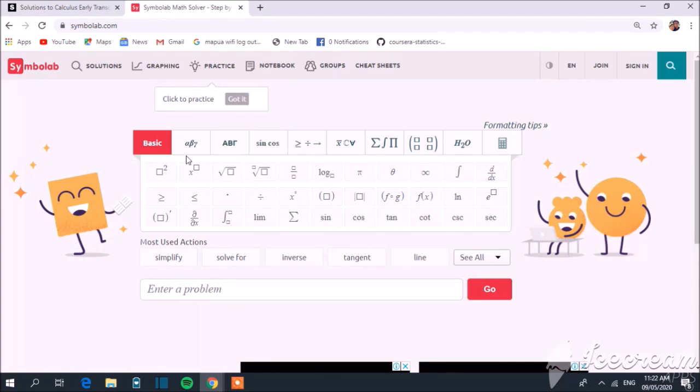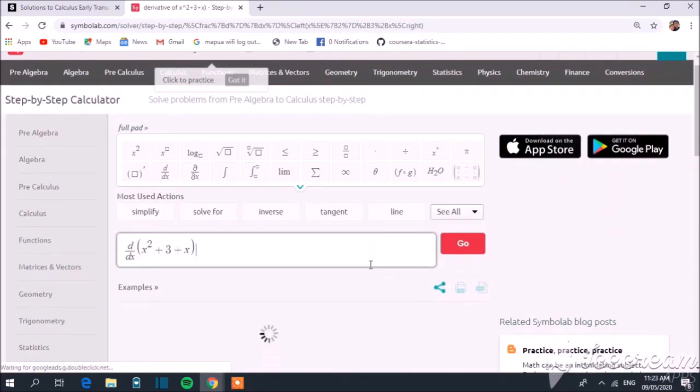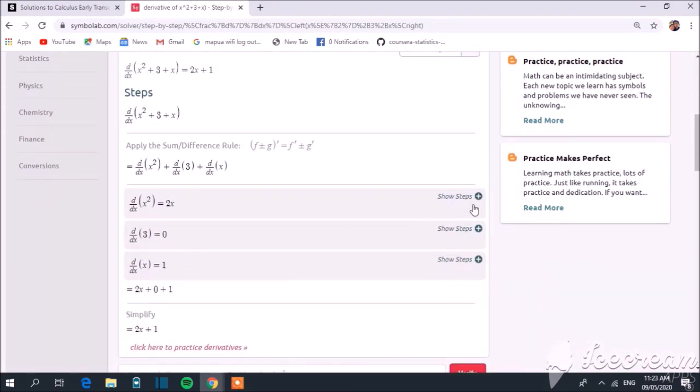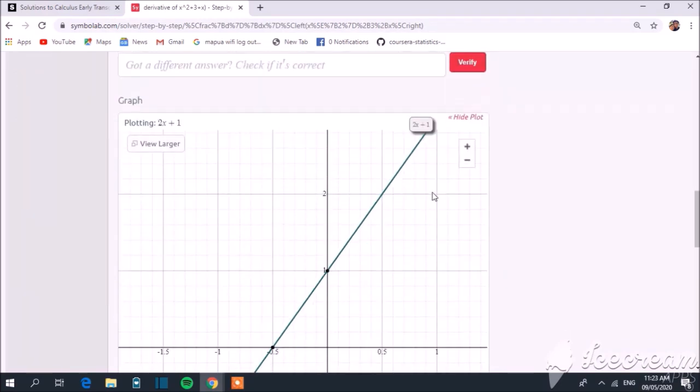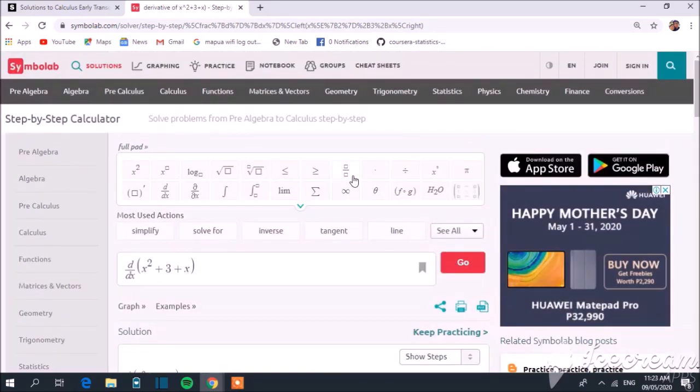So you can basically do anything here. For algebra, it graphs stuff for you. So let's say we want to derive something. Let's say just basic differentiation here: d over dx of x squared plus 3 plus x. So let's differentiate that, shall we? Go. There, differentiated it. It shows step by step exactly how it did things, and it also plots the function that we just derived.